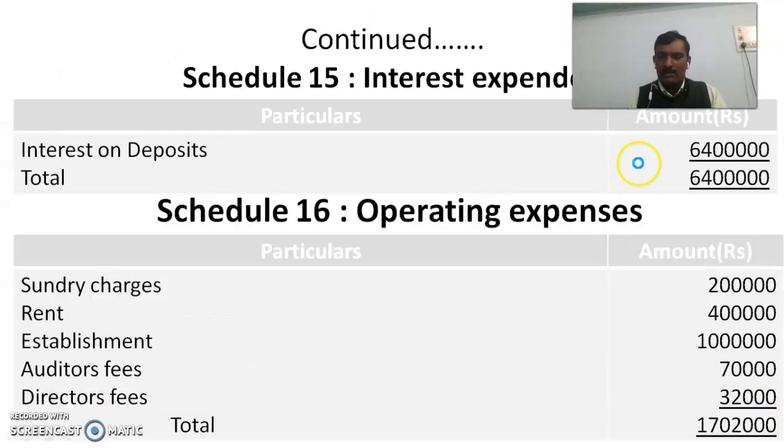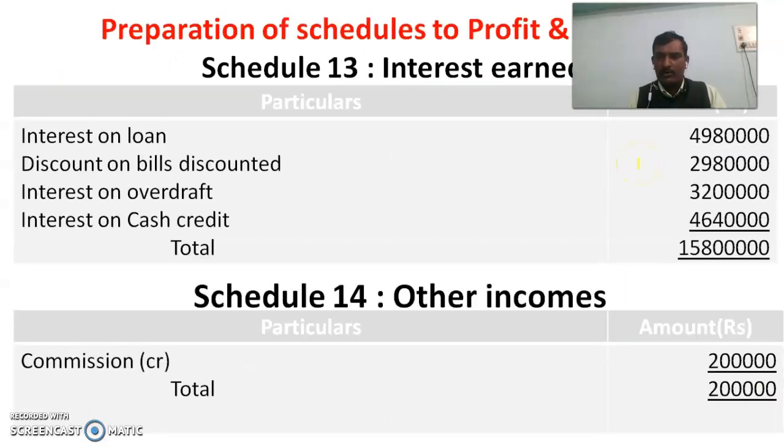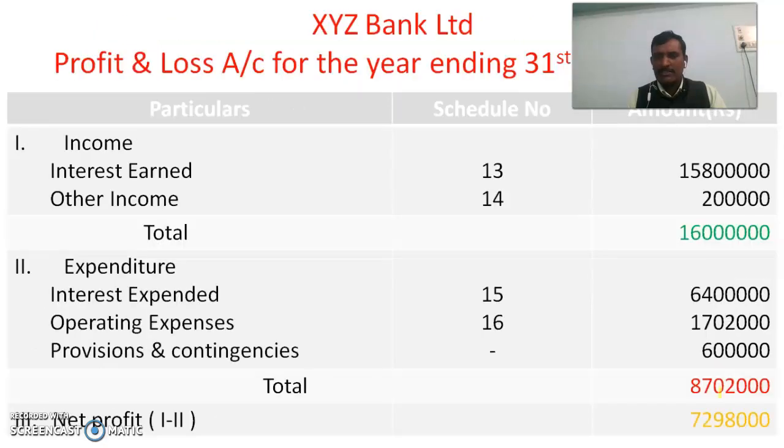Then likewise we have the other income schedule where we have a total of rupees 2 lakh. So this 2 lakh is to be taken to the profit and loss account under other income, that is schedule number 14, here 2 lakh. The total of these two items is rupees 1,60 lakh. So this 1,60 lakh is to be recorded.